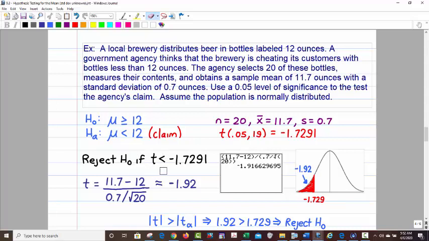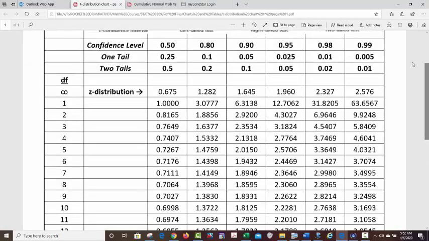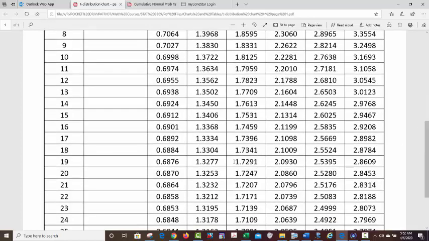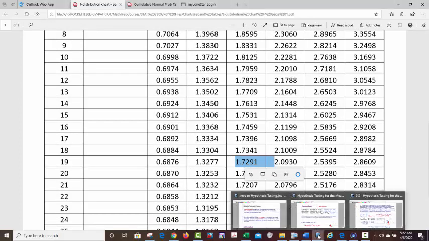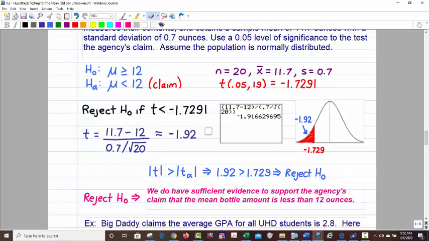So it's a left-tailed test. It's going to reject if t is less than negative something. So let's go to the chart. 0.05, one-tailed, 19 degrees of freedom. So here's 0.05, one-tailed, which will be this third column. Scroll down to 19 degrees of freedom. Right here, 1.7291. So we're going to reject the H0 if t is less than negative 1.7291.